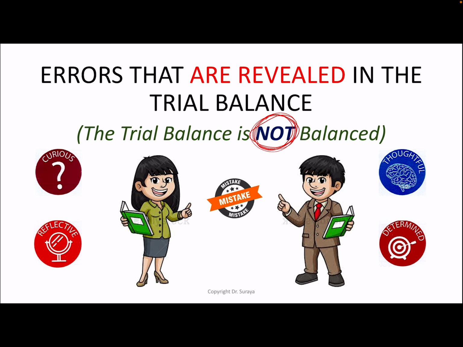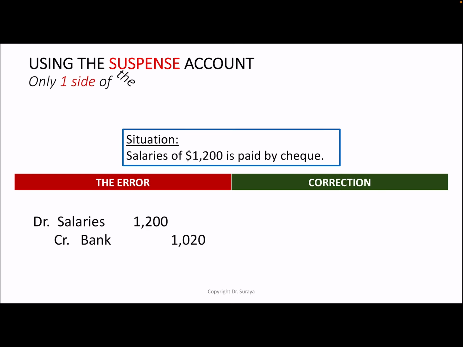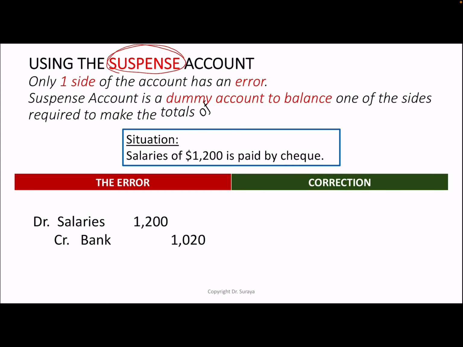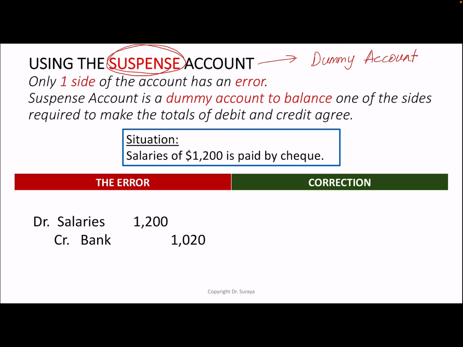So let's move on. Now, to correct one side of the account, we need a special dummy account called Suspense. The Suspense account is a dummy account which is created just to move around the errors, and it doesn't have a real transaction on it. It doesn't belong to any class of account. It is a dummy account which will magically disappear when all errors have been discovered.